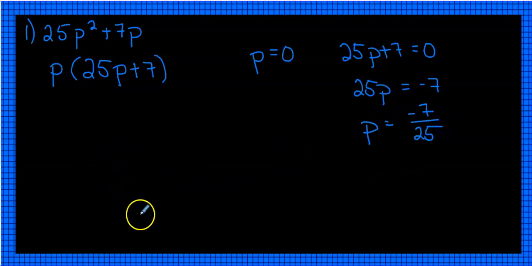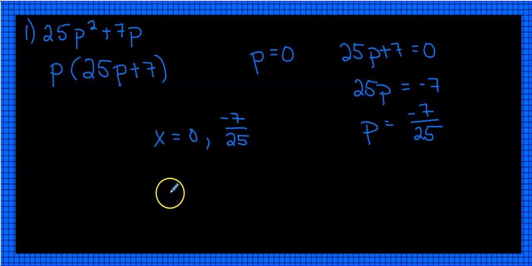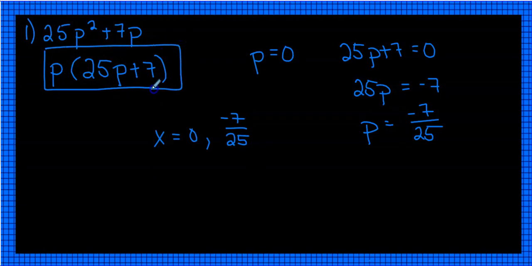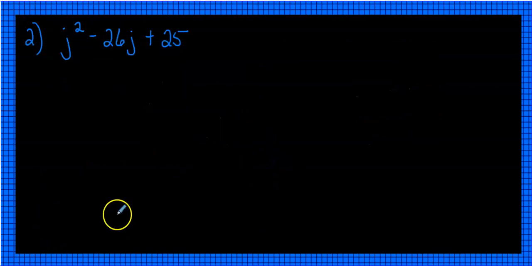So my zeros, or sorry, not my factors, my x-intercepts, or my roots, we can call them any of those 3 words, would be at x equals 0 and x equals negative 7 25ths. So depending on what you're asked to do, if you're asked to factor it, this would be the answer. That's the factored form. If you're asked to find the zeros or the roots or the x-intercepts, then this would be your answer. Okay, number 2.